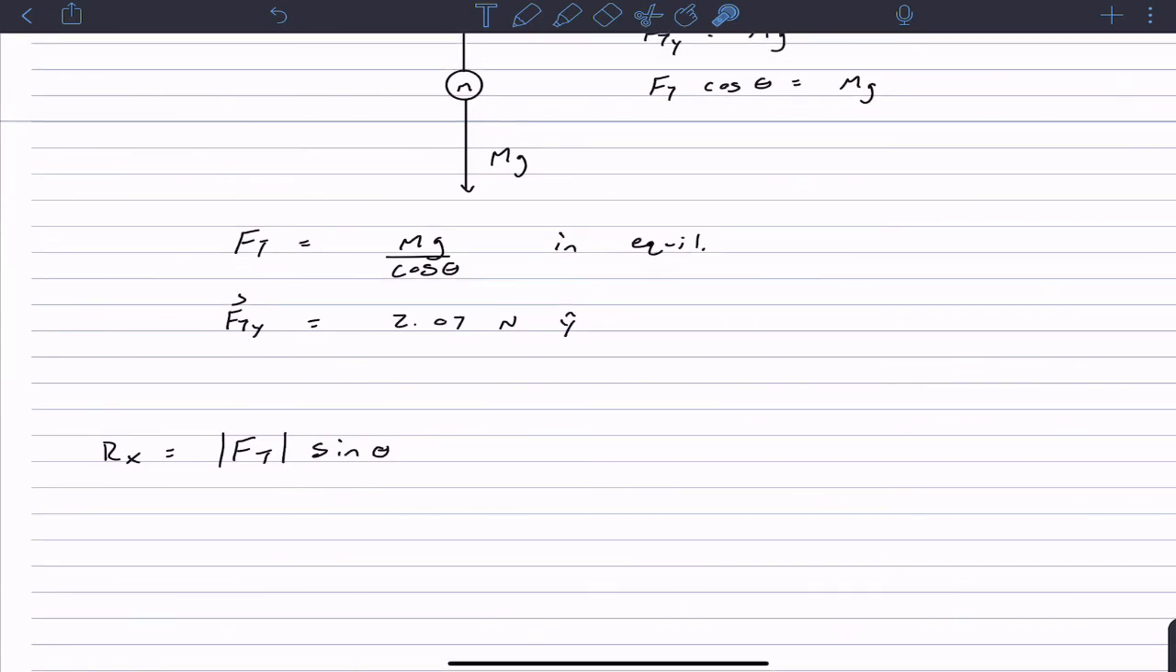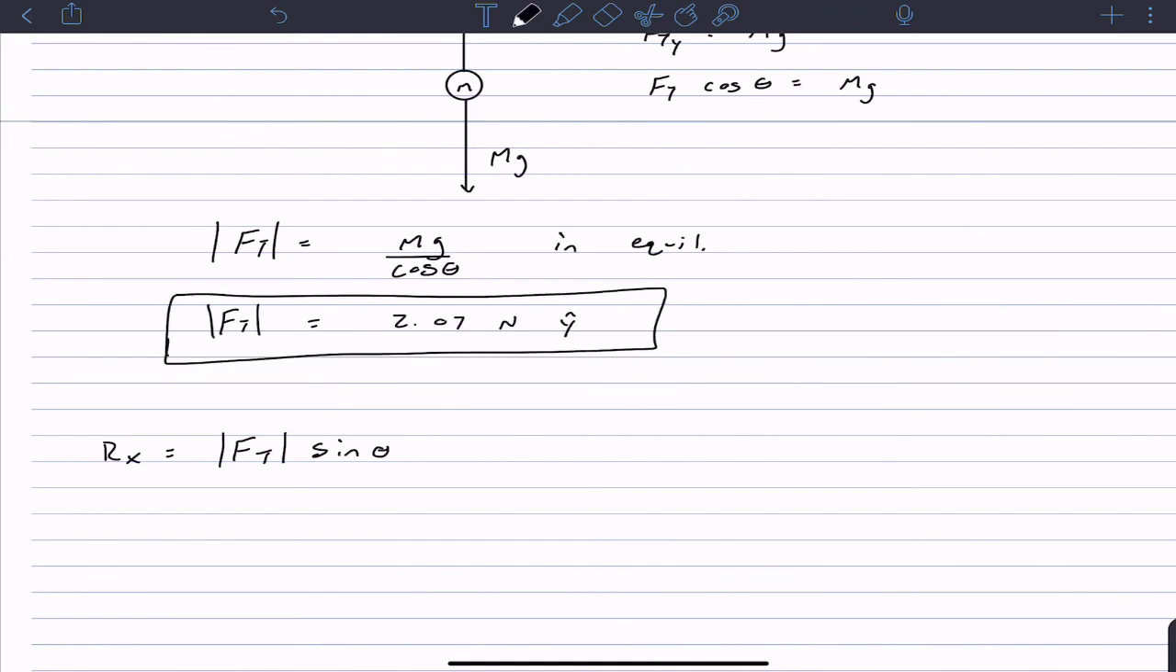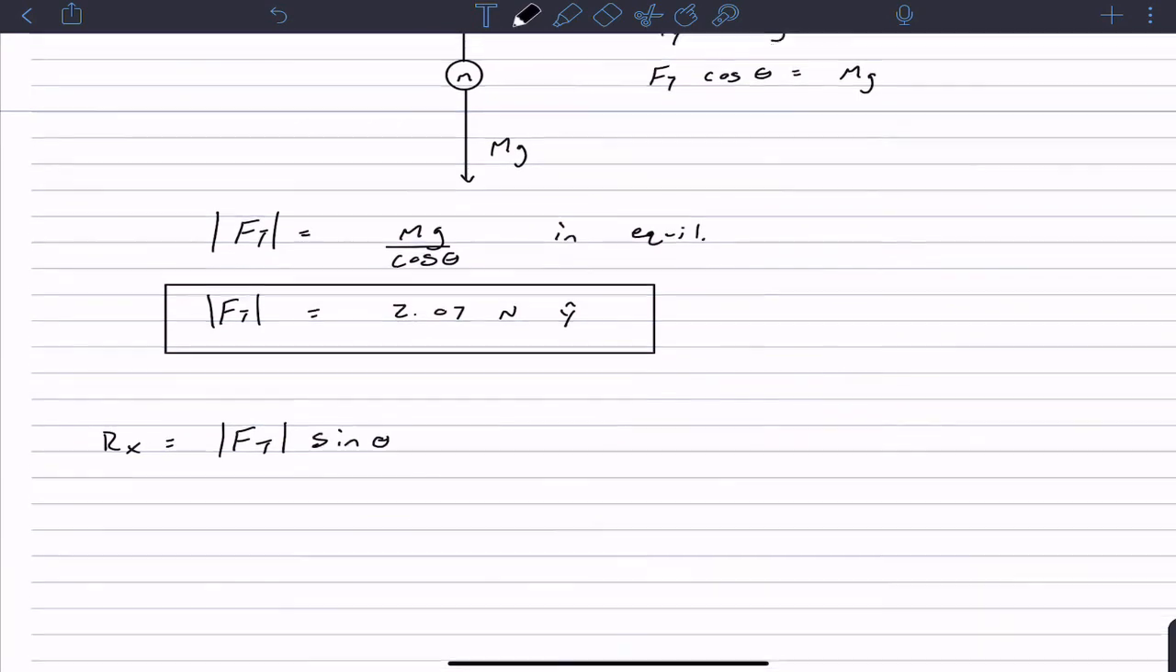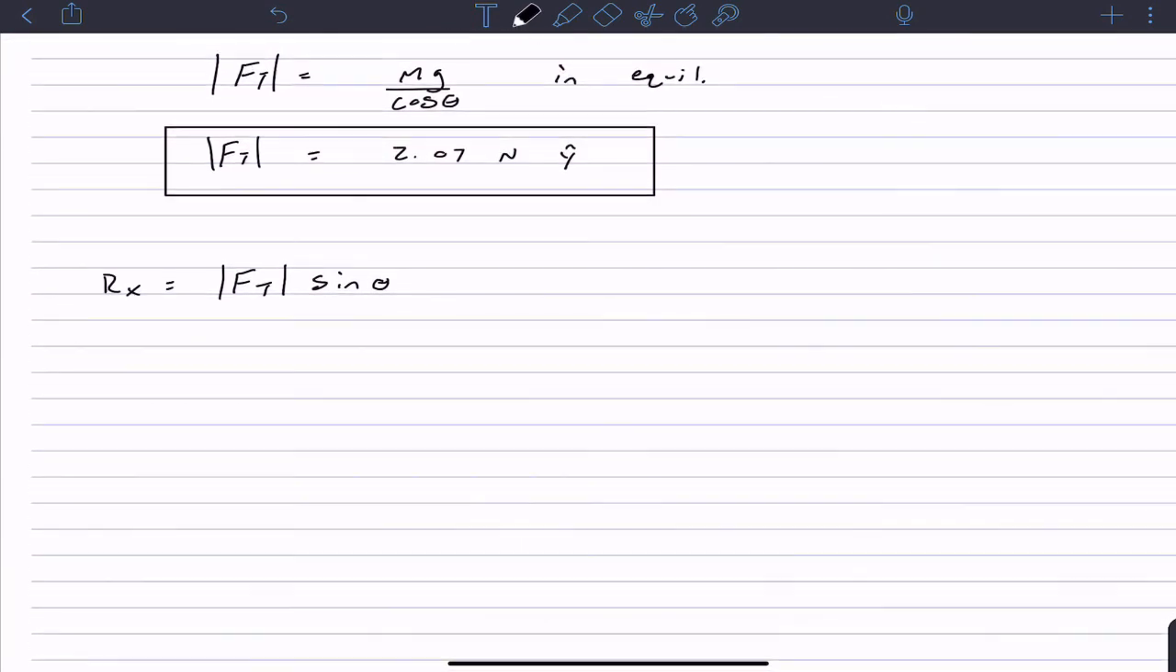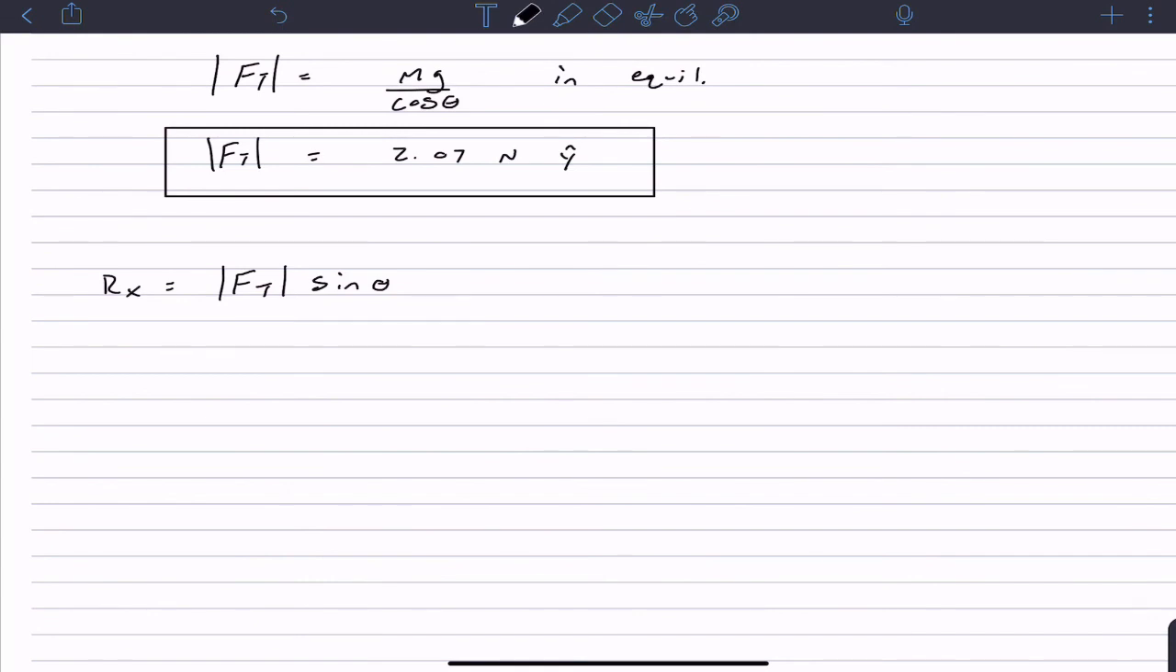Well, sorry, this right here is actually not explicitly true. This is actually equal to the tension force. This was in equilibrium, right? But now that we have an angle, we have to account for that. So here, this is going to be equal to 2.07 newtons sine 7 degrees.